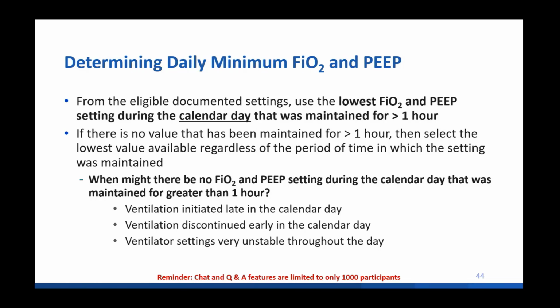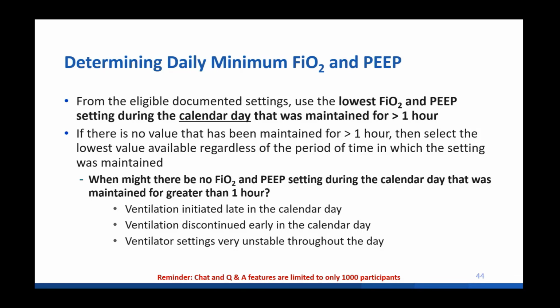For instance, when ventilation is initiated late in the calendar day, such as 11:30 at night, and a PEEP of 5 was only maintained for 30 minutes before the next calendar day. The PEEP of 5 would still be your daily minimum PEEP, even though it wasn't maintained for more than 1 hour.